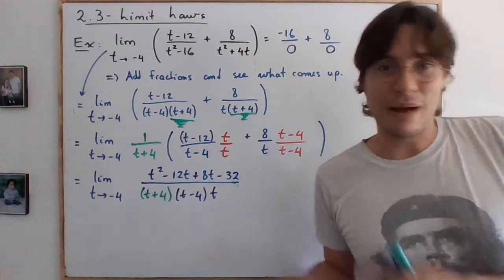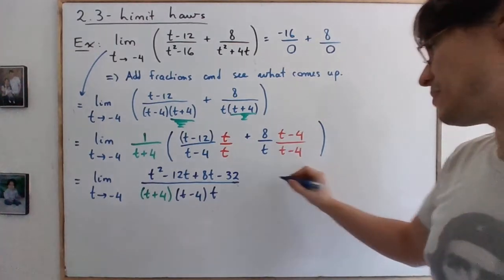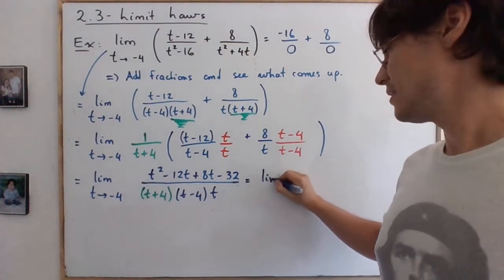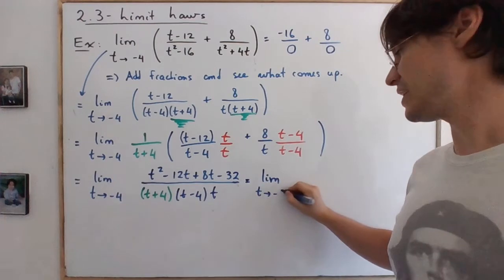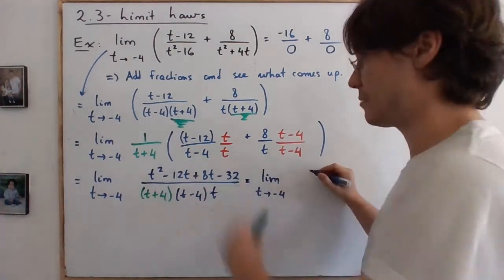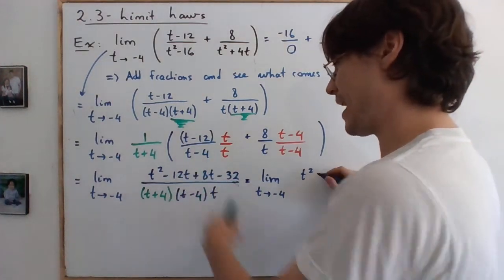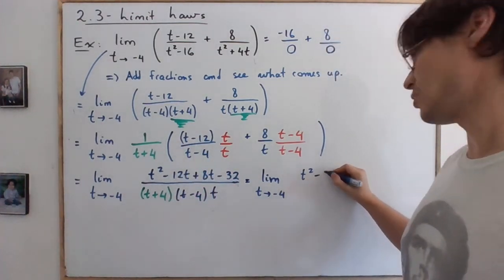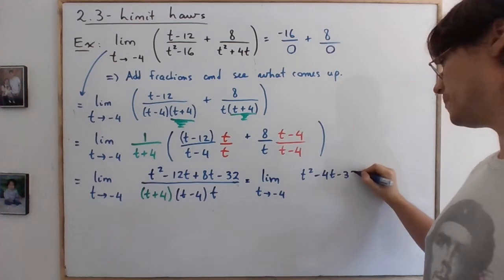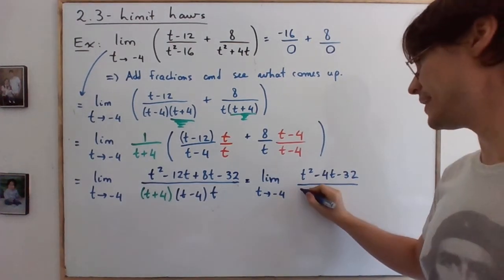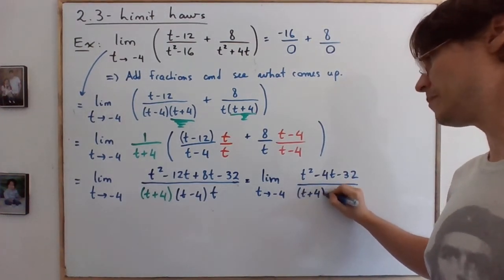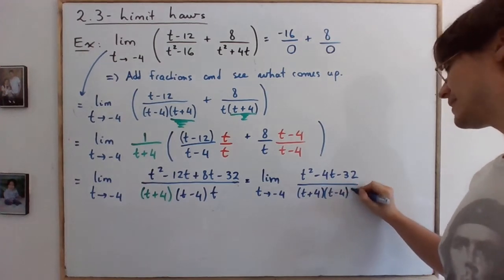Now, as you can see, it's very appealing to just simplify before doing anything else. So we have the limit as t is approaching negative 4. I'm not doing anything else than just combining these two things. So t squared, here we have minus negative 12 plus 8, so minus 4t minus 32, divided by t plus 4, t minus 4 times t.